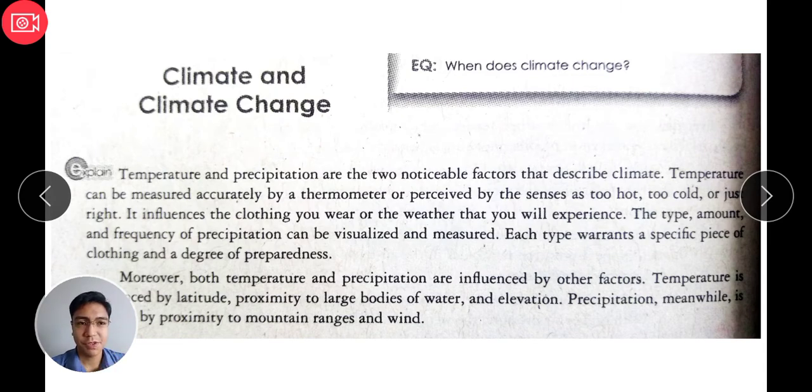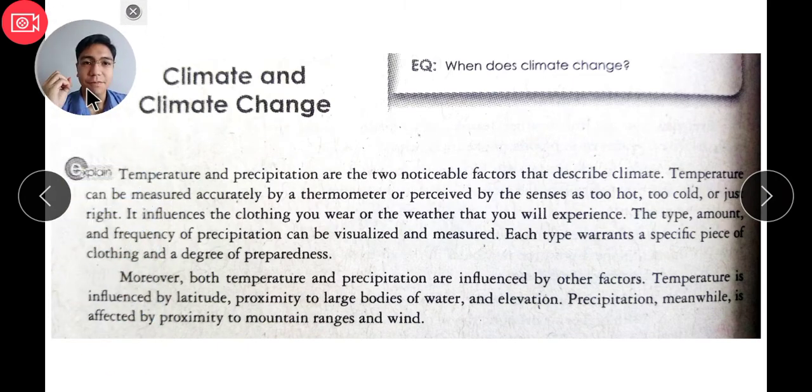So, both temperature and precipitation are influenced by other factors. So, temperature and precipitation, may nakaka-apekto rin sa kanila. Ano yung mga factors na nakaka-apekto sa climate? That is the temperature and precipitation. Okay, yun yung nakaka-apekto ng pagbabago ng klima. And with the temperature, ano ang mga factors na nakaka-apekto sa temperature? We have the latitude, the proximity to large bodies of water, and elevation. However, on the other hand, precipitation can be affected by the following factors: the proximity to mountain ranges and wind. So, let's take a look.